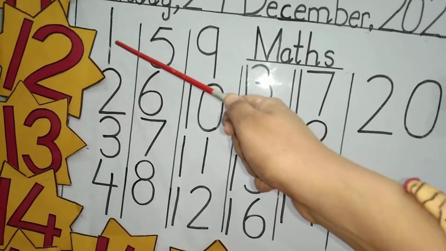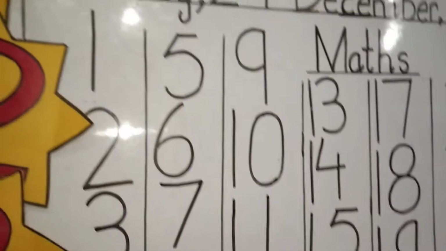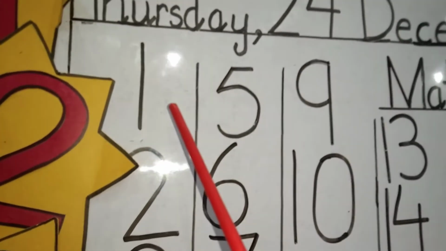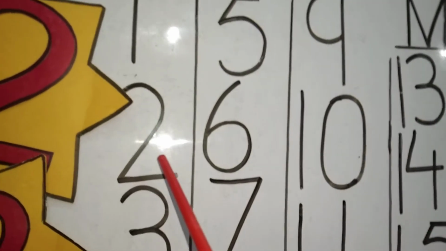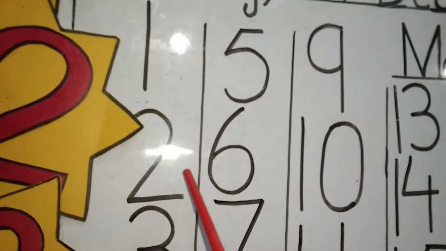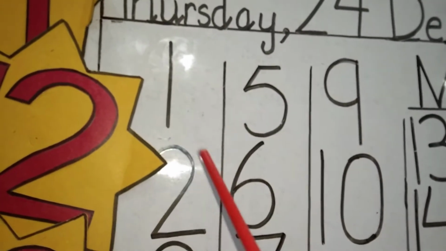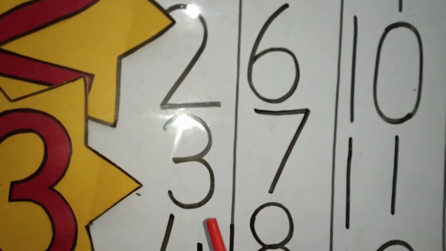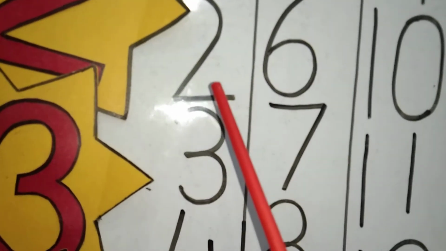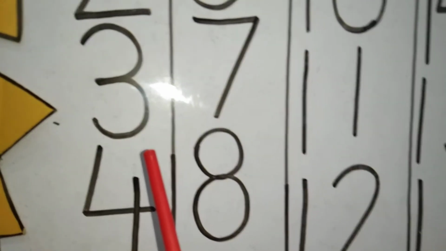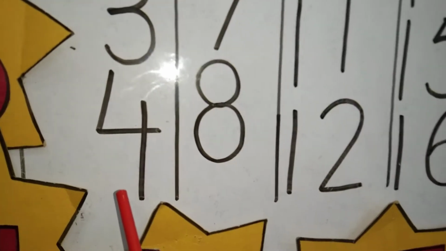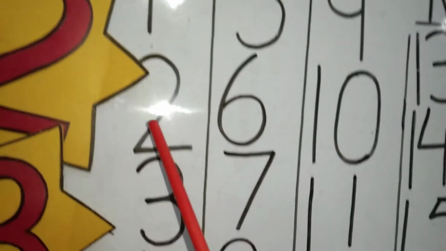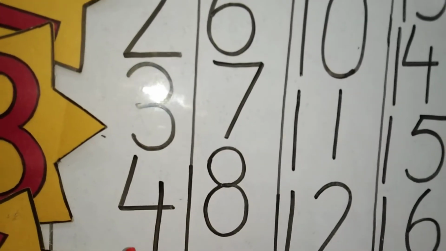This is number 1. Class, again tell me which number is this. Number 1. And what comes after 1? Number 2. 1 and 2. And what comes after 2? 3. Which number is this? 3. And what comes after 3? Number 4. 1, 2, 3 and 4.